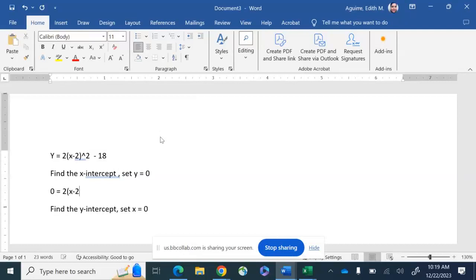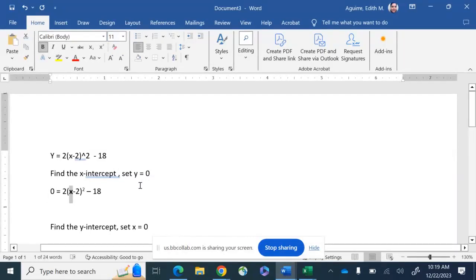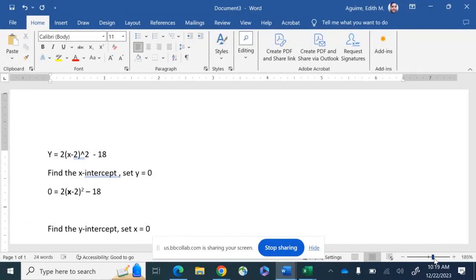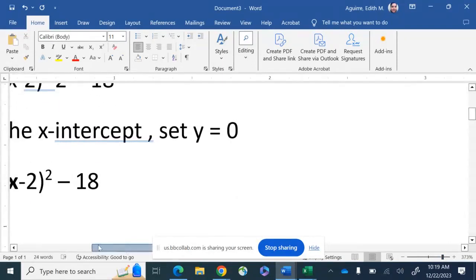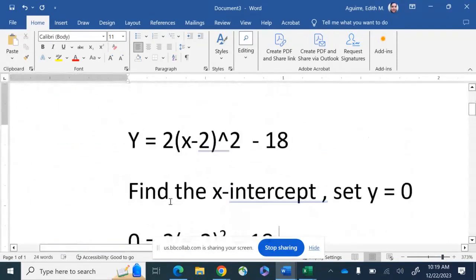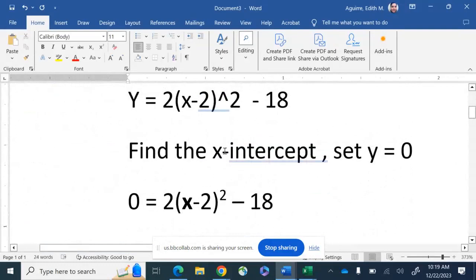And I need to solve this equation for 0. I need to solve it for x, I'm sorry. All right, so let me see if I can zoom in so those of you looking at this online can see that. To find the x-intercept, I have to set y equal to 0 in this equation. And let me see if I can make it a little bit neater there.